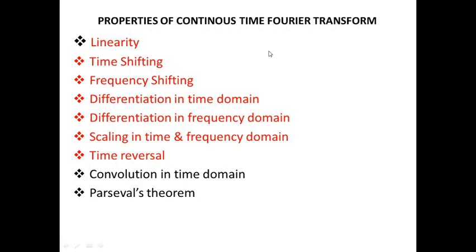So in the conventional method, when a signal is given, you will try to find the Fourier transform by applying the formula. When you do that, you will come across a lot of complex integration steps, right? If you want to avoid that, then we can make use of the properties. Here we have mentioned a few of the properties which are very important.